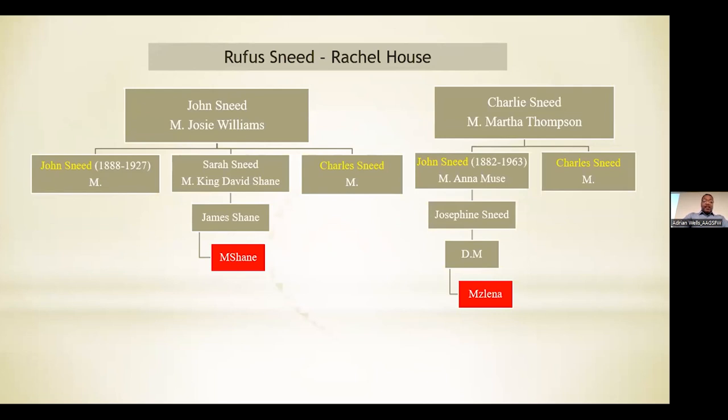And then you have Sarah Sneed, which was the DNA match we talked about earlier, and Shane descends from. And then you have a Charles Sneed. And then over on Charlie's side, he named his son John, and then he named his son Charles after him. So these naming patterns, you can easily get people mixed up because both these brothers both have sons named John and Charles. And so this John over on Charlie's side is who Miss Lena, the DNA match, descends from.